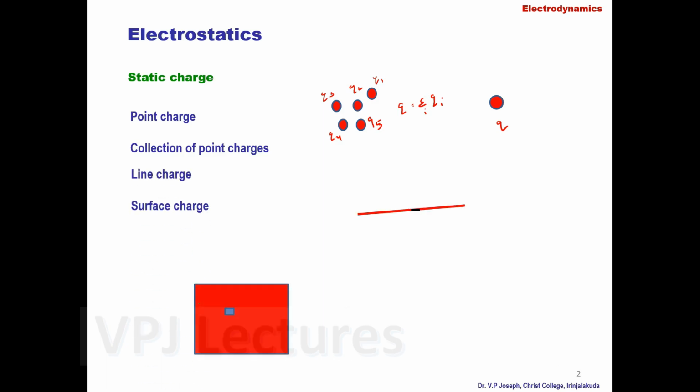Another type of charge distribution is the line charge distribution. Here the line charge distribution is characterized in terms of the linear charge density lambda, coulomb per meter. Consider a small length dl. Then the charge accumulated on that length is lambda dl, so that the total charge is given by the expression q is equal to the line integral of lambda dl.